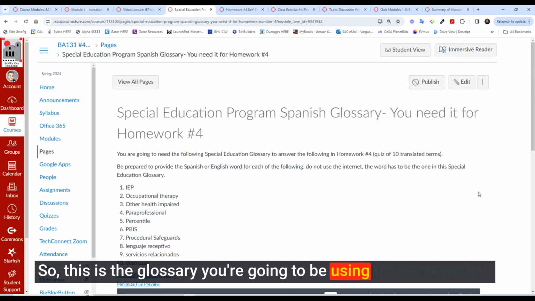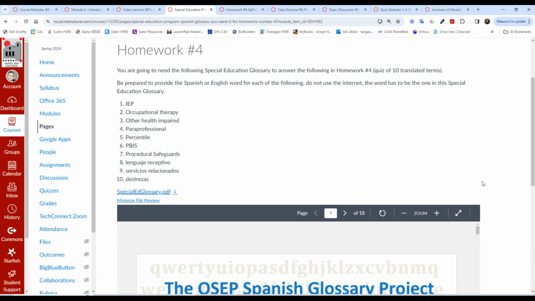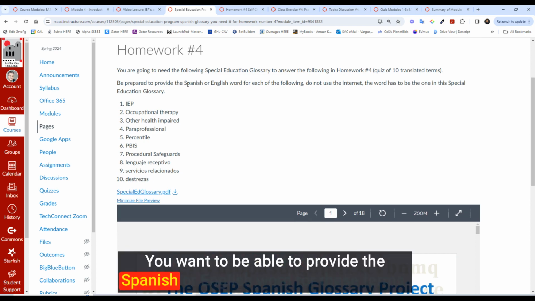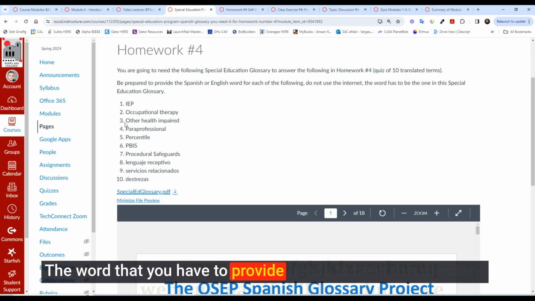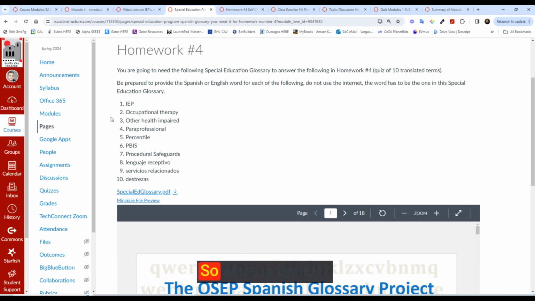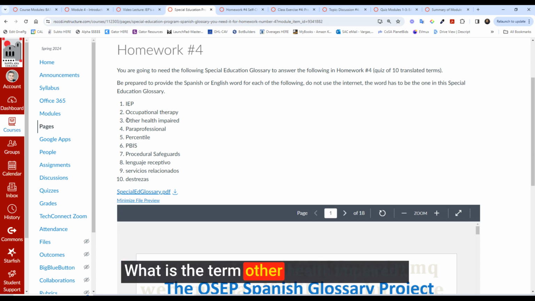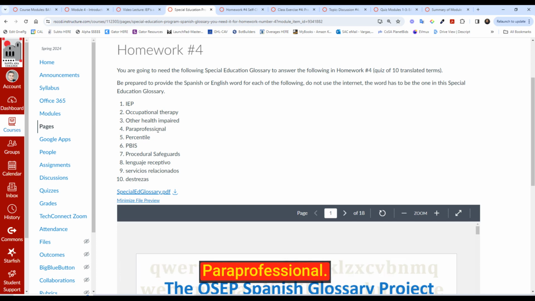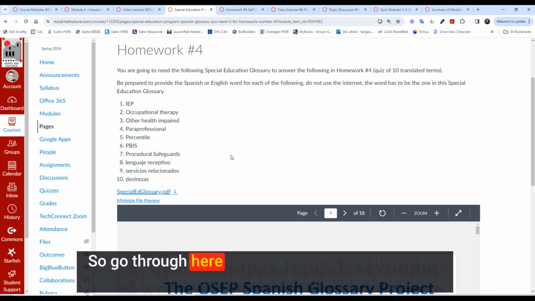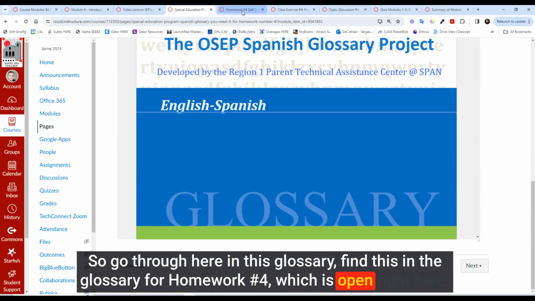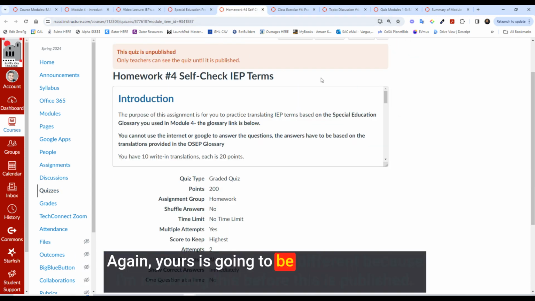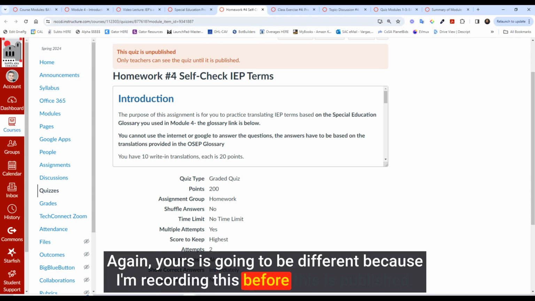So this is the glossary you're going to be using for homework 4. You want to be able to provide the Spanish or English word for these terms. Do not use the internet, do not use Google. The word that you have to provide needs to be in this glossary. So what is an IEP? What is occupational therapy? What is the term other health impaired? Paraprofessional, percentile, PBIS. So go through here in this glossary, find this in the glossary for homework number 4, which is open right here. Again, yours is going to be different because I'm recording this before this is published.